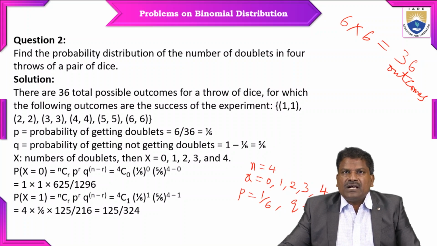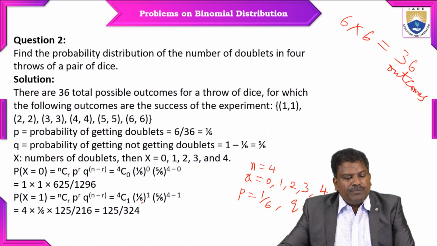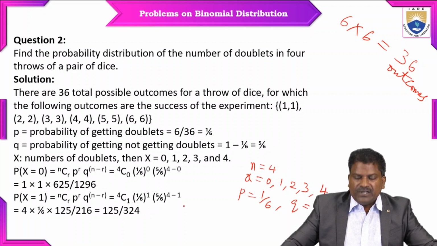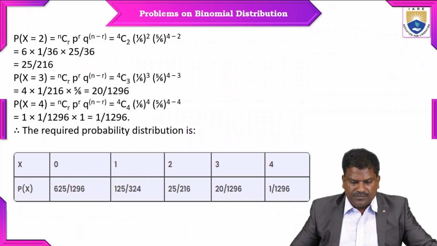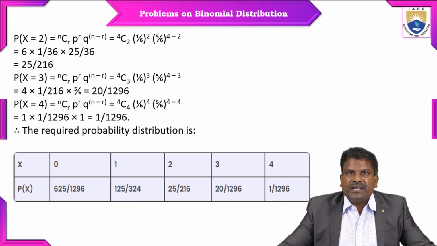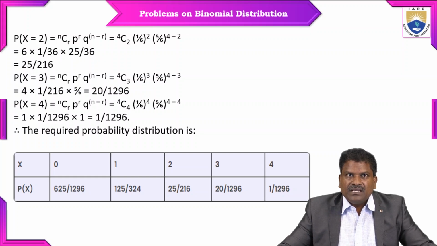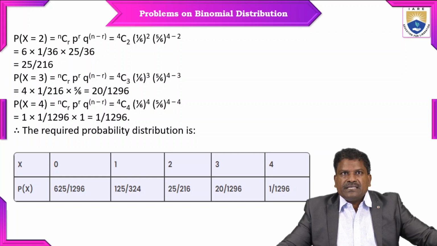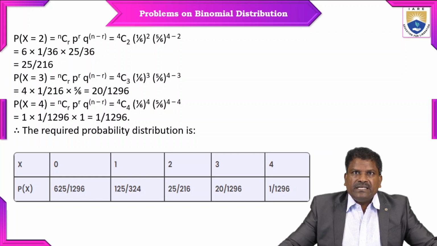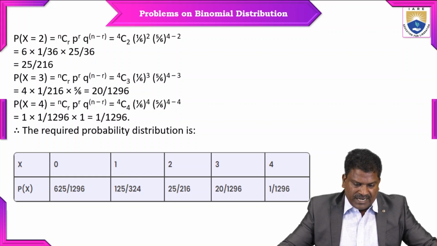625 by 1296. Same, find P of x is equal to 1. It is becoming 125 by 324. Same, find P of x is equal to 2. It is 25 by 216. Find P of x is equal to 3. 20 by 1296. Like that, you find the value for x is equal to 4. It is 1 by 1296.